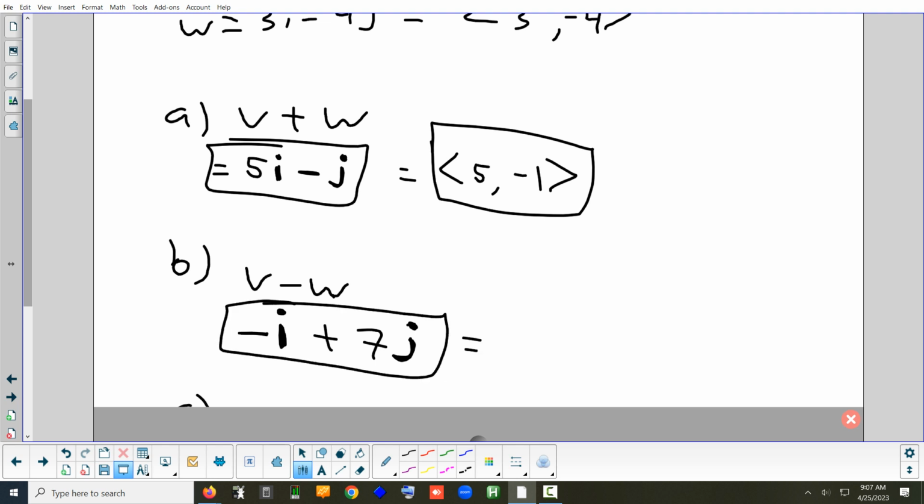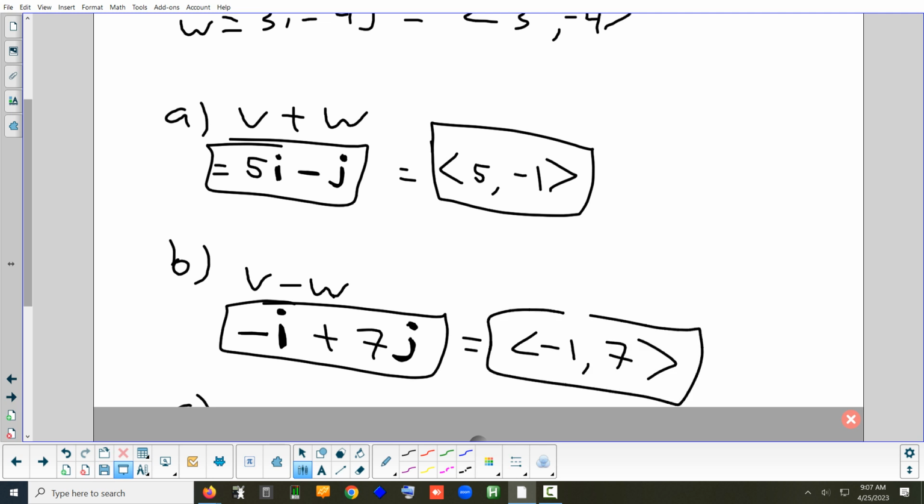There you go. Okay. And Eli, if I wrote that with angle brackets, how would that look? It would be -1, and then 7. So -1, 7. Any question on that one?